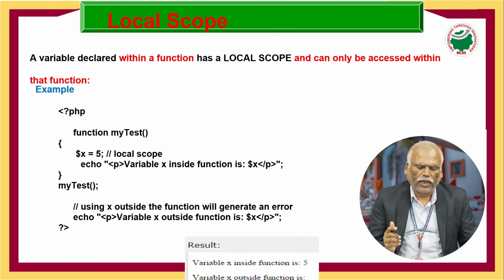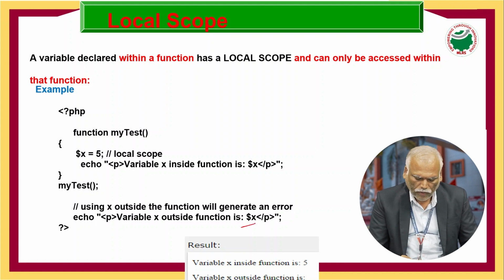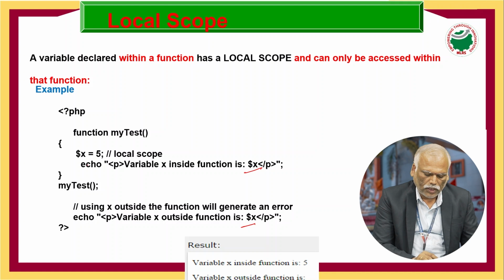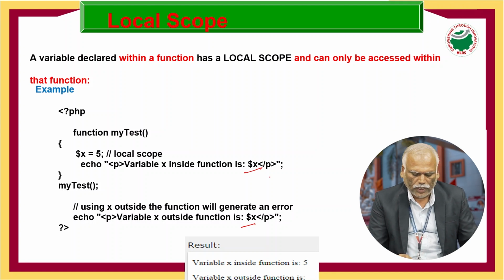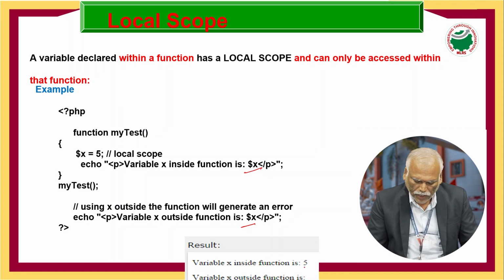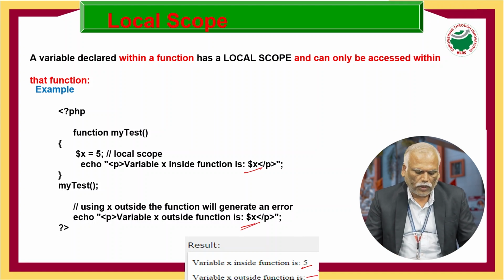Local scope. A variable declared within a function has a local scope and can only be accessed within it; it cannot be accessed outside the function. This is displayed within the text. My test function will display its value, but when we call it outside the function, it is not going to display any value. So that's local scope.